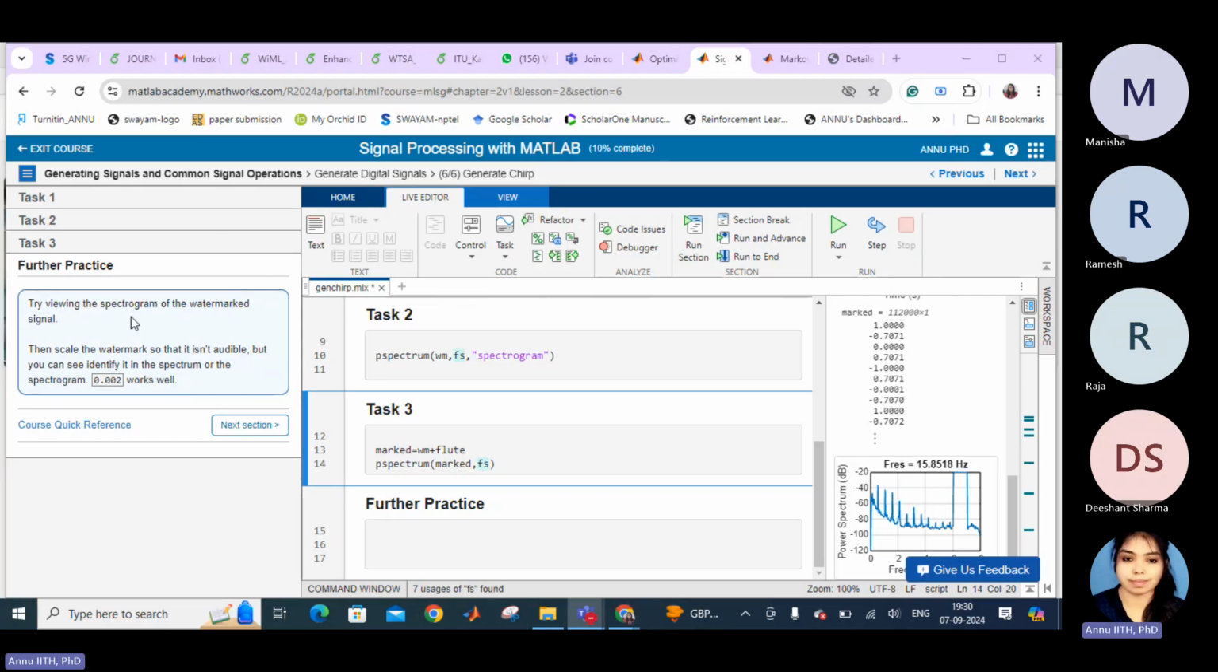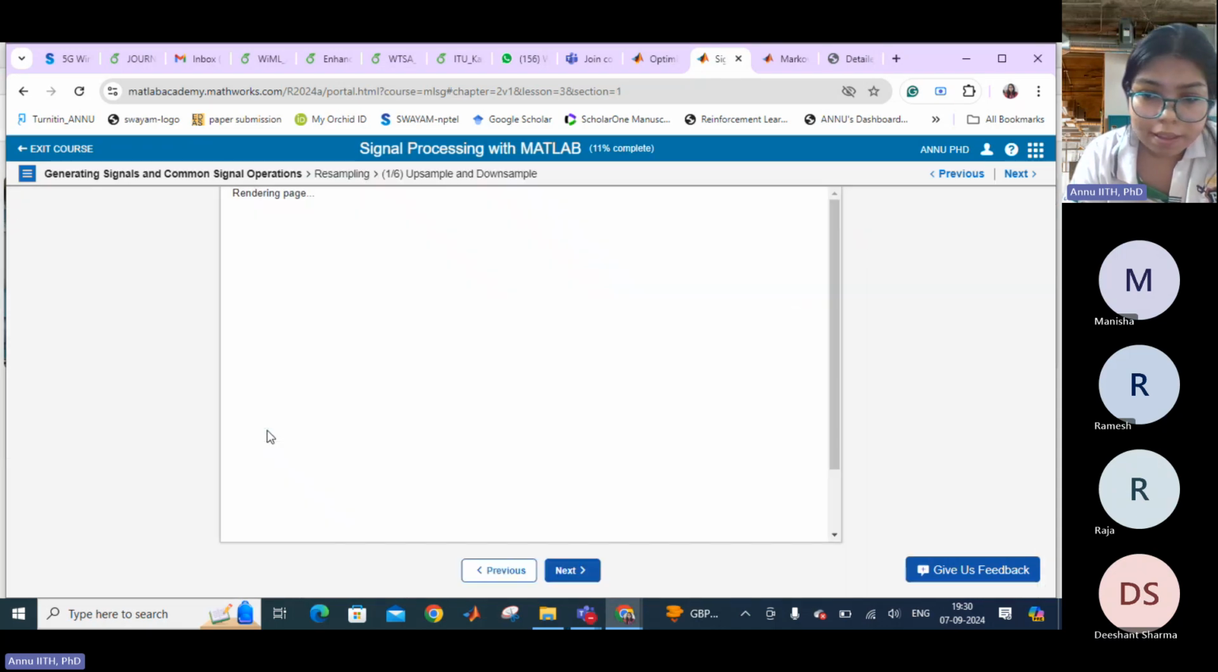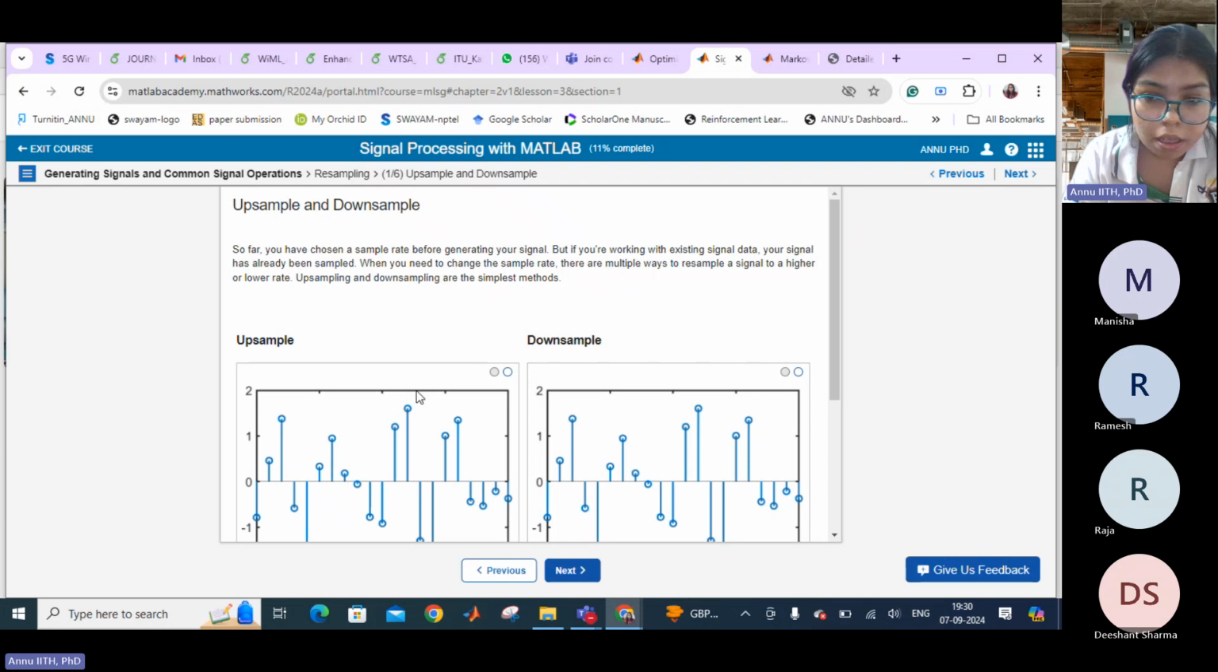So we can view the spectrogram, the watermark also. Then we can see some scale or something. So now the statement comes: upsample and downsample.